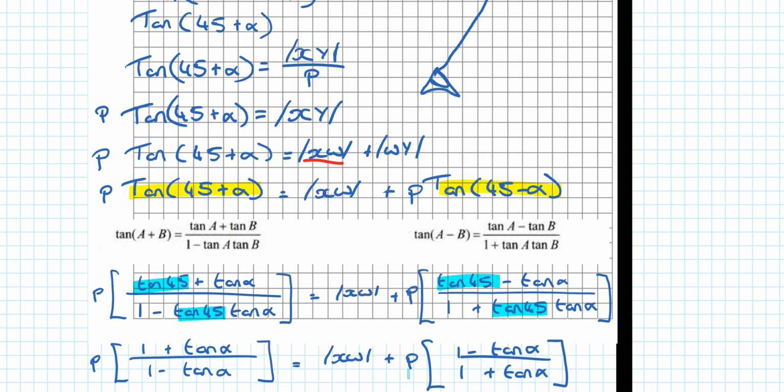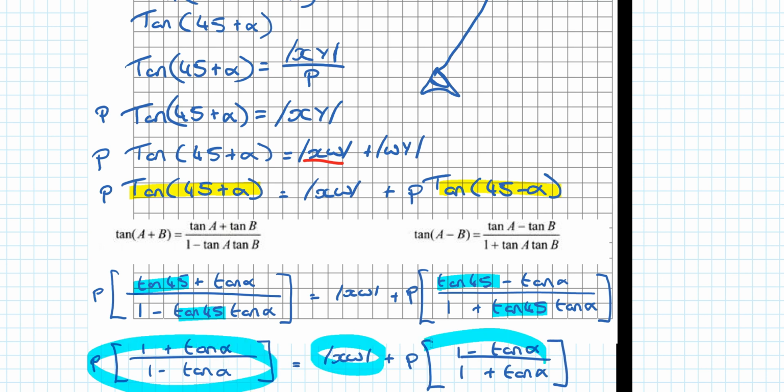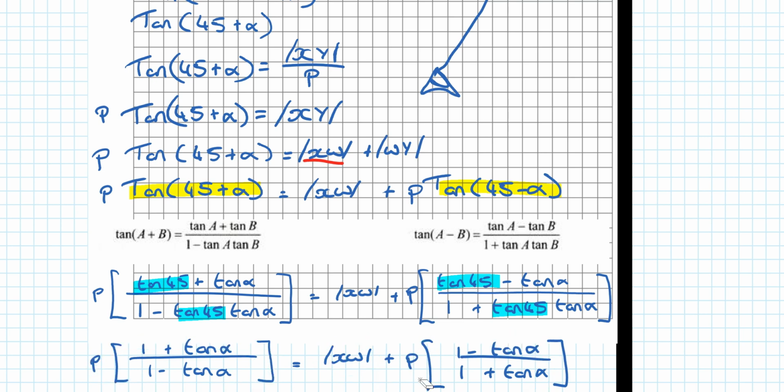I can't remember if I just said 1 minus 2 alpha. It should have been 1 minus tan alpha if I was saying 2 alpha. Multiply everything by 1 minus tan alpha. Multiply this by 1 minus tan alpha, 1 minus tan alpha, and 1 minus tan alpha. I might be going a little bit quick and getting ahead of myself.